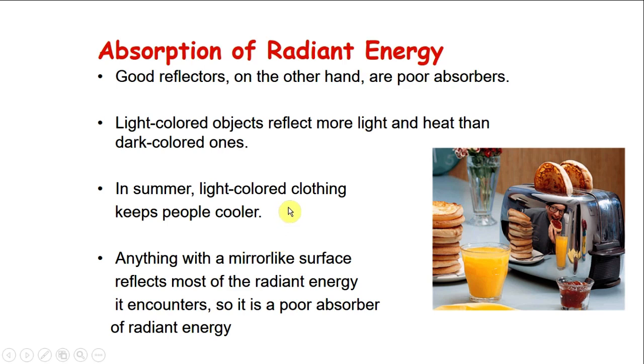In summer, you know that light-colored clothing keeps people cooler because it reflects much of the heat and light. Anything with a mirror-like surface reflects most of the radiation energy it encounters. So it is a poor absorber of radiation energy.